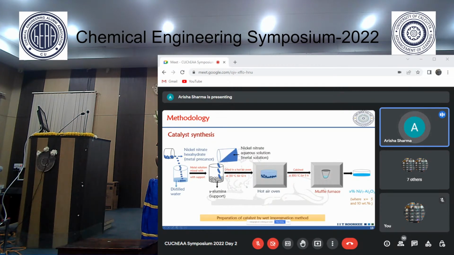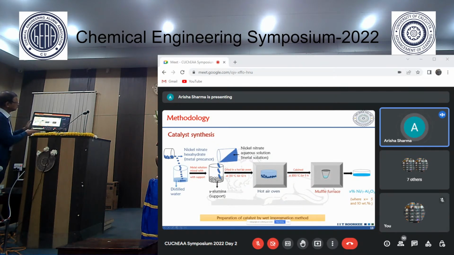The mixture is dried in a hot air oven for around 12 hours at a temperature of 110 degrees Celsius, and after drying it is fed to the muffle furnace for calcination, where it is calcined at 850 degrees Celsius for 5 hours. So here, X percentage nickel gamma alumina, where X percentage shows the weight percentage of nickel, which I have chosen around 5 and 10%.